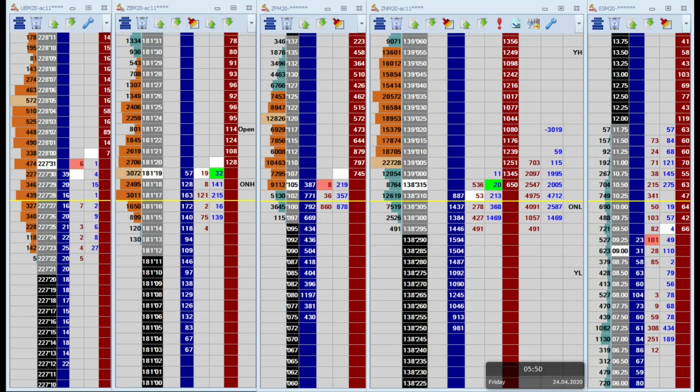So that was trade number 1. Full 3-tick stop. Really sucks. So we'll go ahead and move on to trade number 2 at this point.